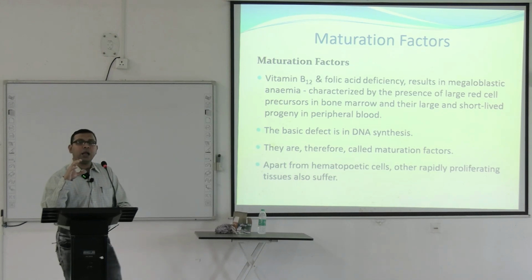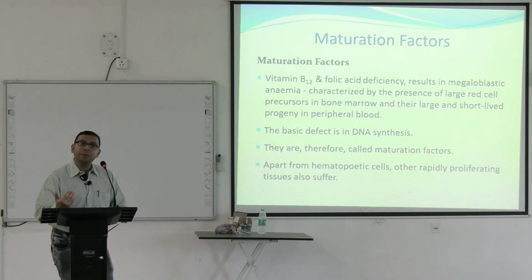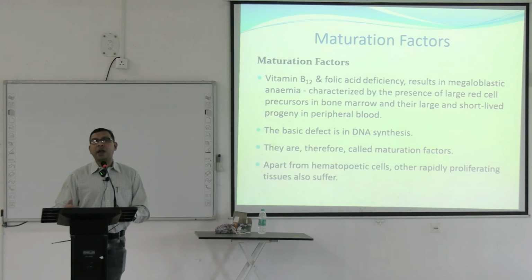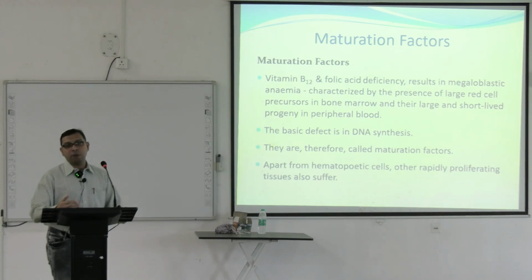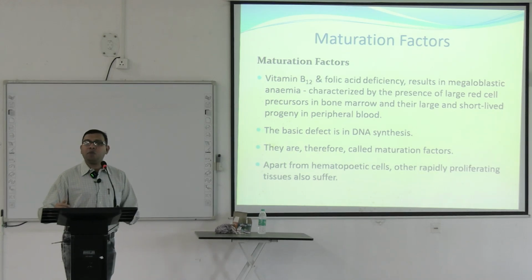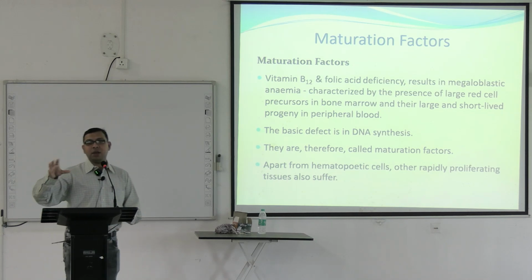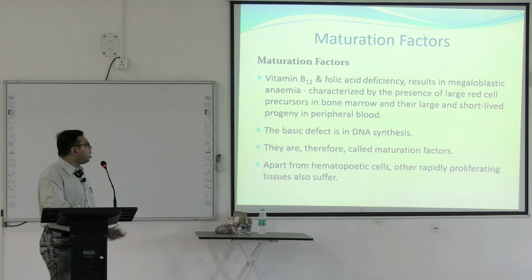These RBCs ultimately become large. They are the precursors; they will not be matured. Maturation of these erythrocyte precursors needs vitamin B12 or folic acid. That's why these are known as the maturation factors. So when these factors are deficient in our body, maturation of these erythrocyte precursors will not happen, and the precursors are larger in size. So ultimately megaloblastic anemia can happen.